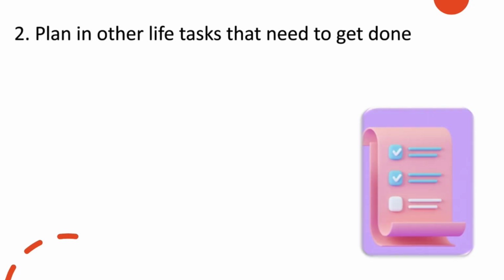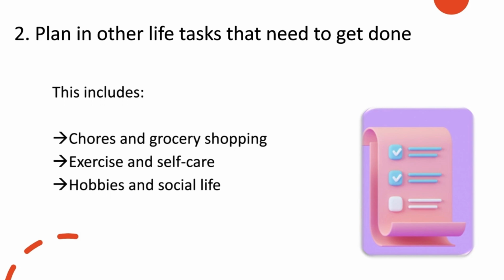Next, you'll want to plan in other life tasks that need to get done. So this would include things like chores and grocery shopping, exercise and self-care, as well as hobbies and social life.